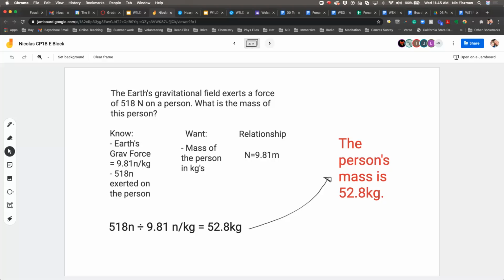Cool. So there's one thing, and again, I'm just going to be picky here on purpose, just because I've never worked with you. The only thing that I would do differently a little bit is here. You see how you wrote N equals 9.81 M? So I'm assuming M stands for mass. Is that correct?